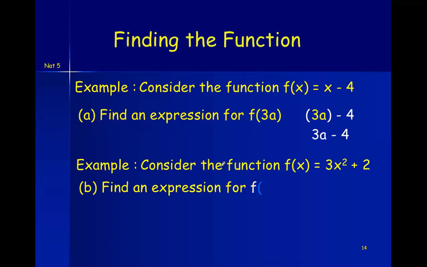Consider the function f of x equals 3x squared plus 2. Now find an expression for f of 2p. So that means you need to replace x with 2p. So you bring 2p where x is. That means 2p squared, which is 4p squared. So now 4 times 3 will become 12p squared plus 2.